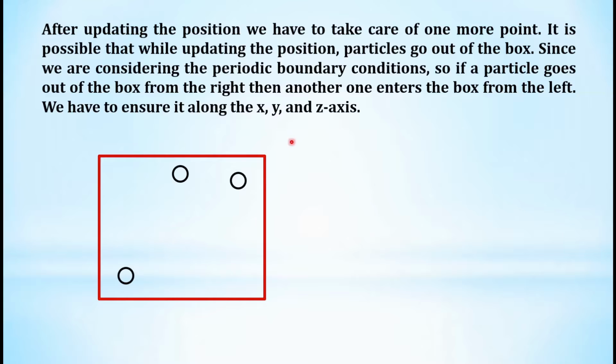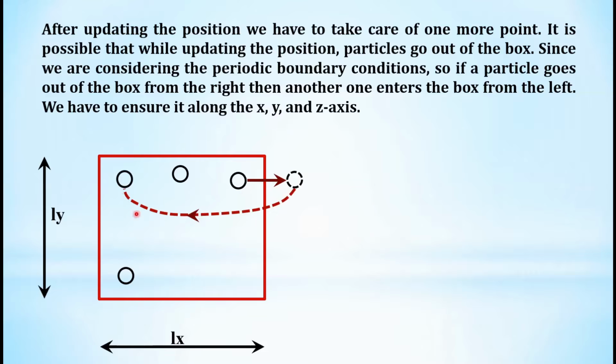Suppose this is the box and let these three be the particles. These are the dimensions Lx, Ly. Actually it's a three-dimensional box, but we are only considering two dimensions for simplicity. Suppose this particle, while updating the position, goes out of the box, then it should be put back as if it has entered from the left. It can be ensured by this expression. If xi is greater than Lx, then xi equal to xi minus Lx.